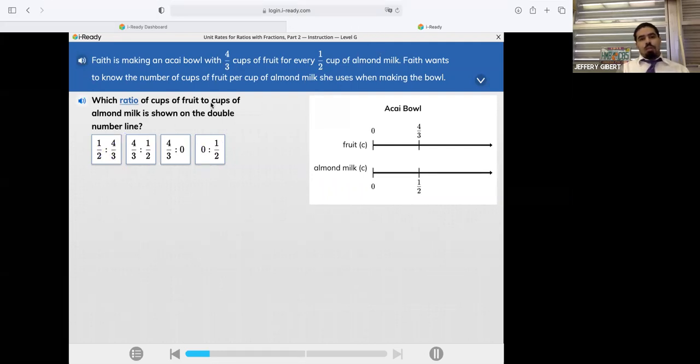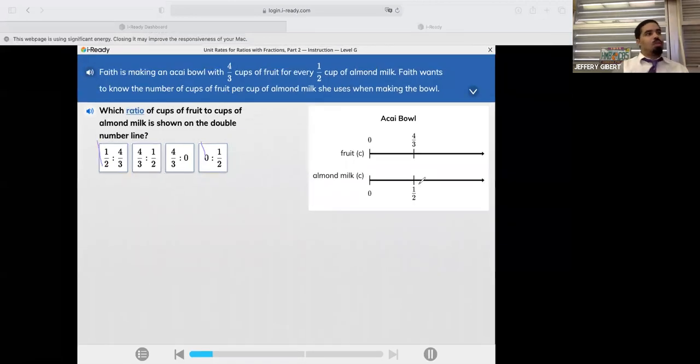All right, so we got cups of fruit to cups of almond milk. So cups of fruit comes first. That's 4/3. So this one's not right. And this one's not right. Cups of almond milk comes second. Cups of almond milk is 1/2. So the second one needs to be 1/2. So this is not right. So that means this one is right.